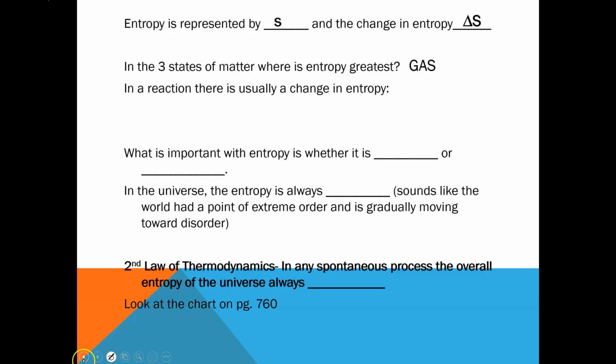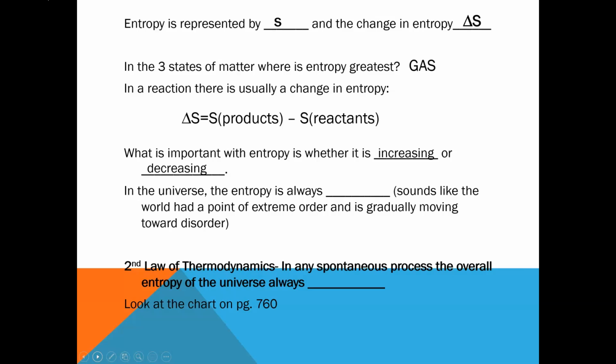So when we are dealing with chemical reactions, usually there's a change in entropy. And luckily, the formula for change in entropy is going to be the same as the change in enthalpy, except we use S's. Delta S equals S of the products minus S of the reactants. And what's really important when we're looking at entropy is to figure out whether entropy is increasing or decreasing.